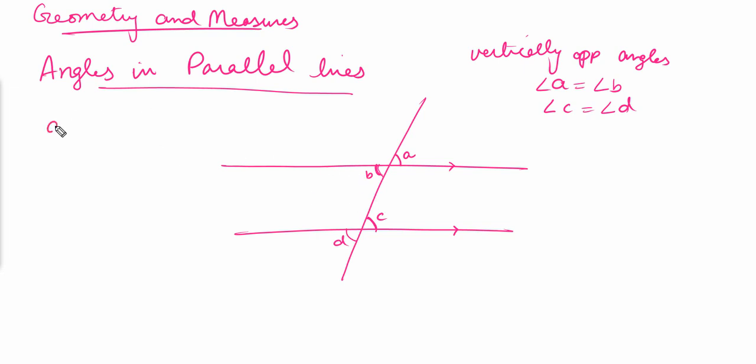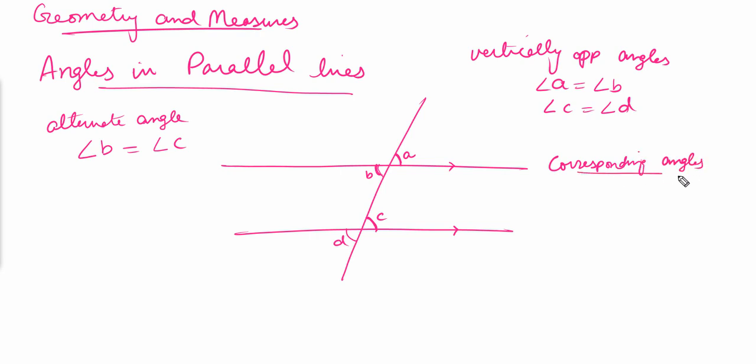So angle B and angle C are the alternate angles. So for the alternate angles, we will say that angle B is equal to angle C. Now the next one, let's suppose angle A and angle C. They are considered to be the corresponding angles. So the corresponding angles are also equal. So angle A will be equal to angle C, and similarly angle B will be equal to angle D. They are also corresponding angles.